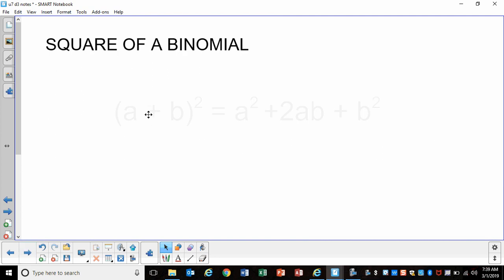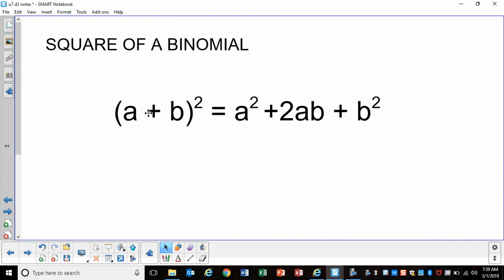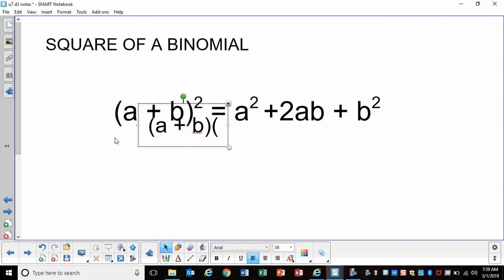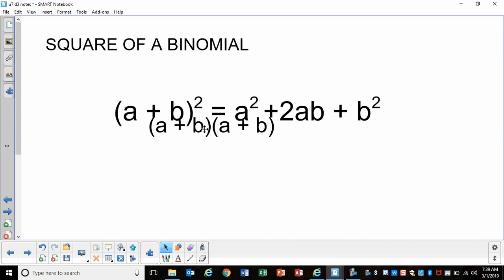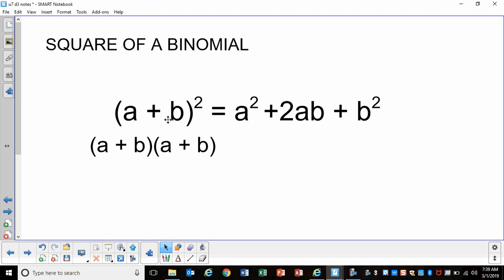So for a square of a binomial, remember we're really doing a plus b times a plus b, where one of a and b will be a variable and one a number. When you multiply these together, the first term is whatever a was, squared. The middle term will be 2 times a times b, whatever a and b are. And the last term will be whatever b is, squared.